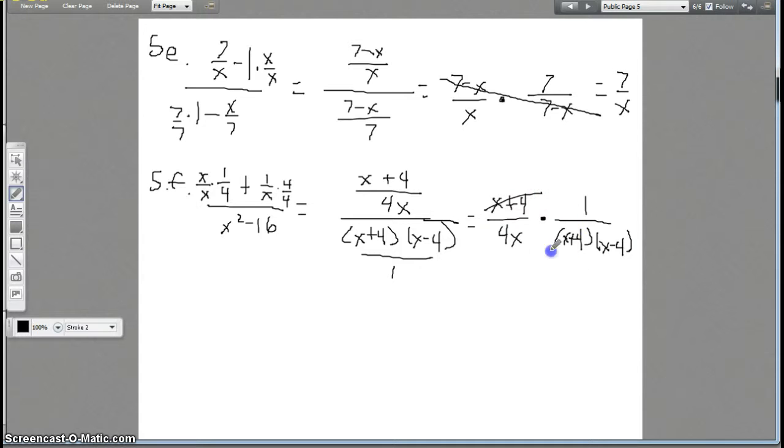Now you can see the x plus 4's cancel, and what we end up with is 1 over 4x times x minus 4. You can leave your answer in this form. You don't have to multiply it out. If you do, it's 1 over 4x squared minus 16x, but you don't have to. I'm fine with leaving it in factored form.